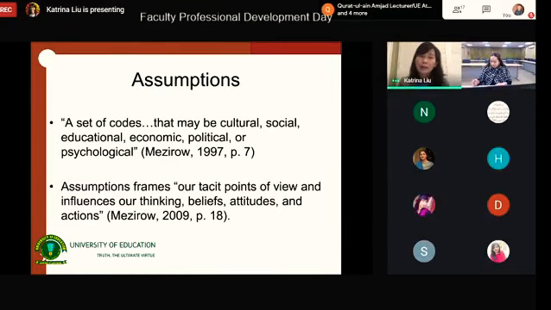So my work is heavily based on an adult education researcher and theorist, Jack Mezirow. According to his definition, assumptions are a set of codes that might be cultural, social, educational, economic, political, or psychological. And assumptions frame our tacit points of view and influence our thinking, beliefs, attitudes, and actions.